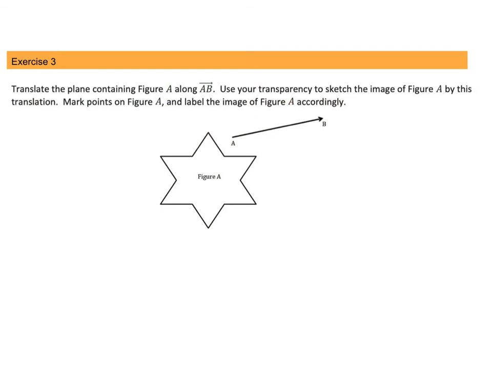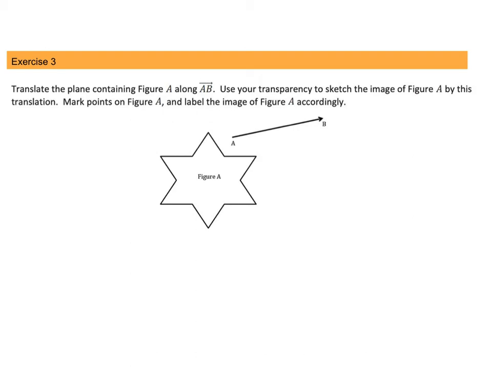All right, exercise 3. It says translate the plane containing figure A along vector AB. Use your transparency to sketch the image of figure A by this translation, and then mark points on figure A, and then label the image of figure A accordingly. So you don't have transparency, and it's very hard to do this with just our technology and not having actual paper. You could put a paper on top of this and trace it and then move it if you wanted to do that, but I'm not going to make you do that today, okay?